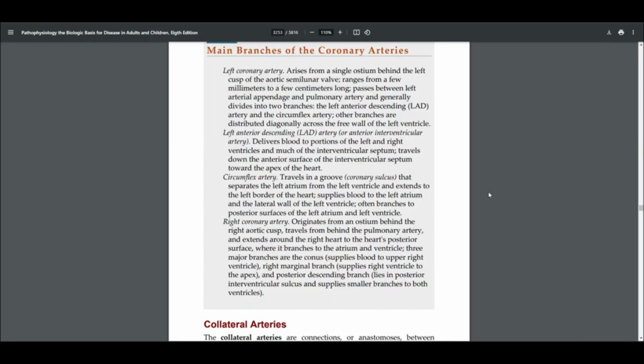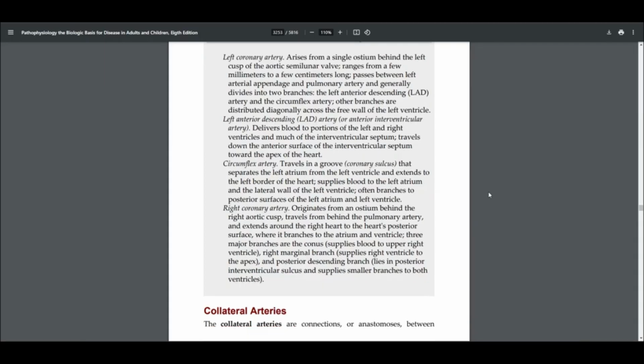The circumflex artery travels in a groove, or coronary sulcus, that separates the left atrium from the left ventricle and extends to the left border of the heart. It supplies blood to the left atrium and the lateral wall of the left ventricle. Often it branches to the posterior surfaces of the left atrium and left ventricle.